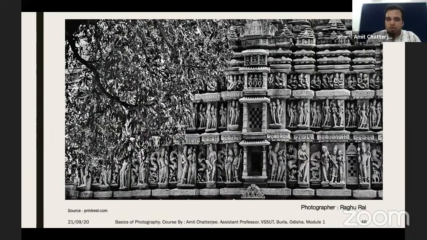Now, this was one photograph by Raghu Rai. Raghu Rai is one of India's most influential photographers. You can follow him and see his work. He is into portrait photography and street photography, but he does click some really beautiful, amazing architecture photography.